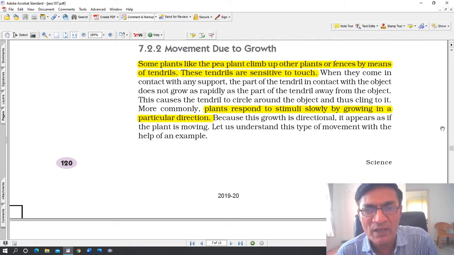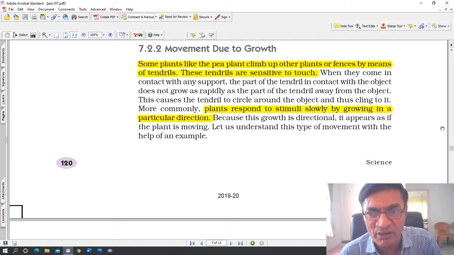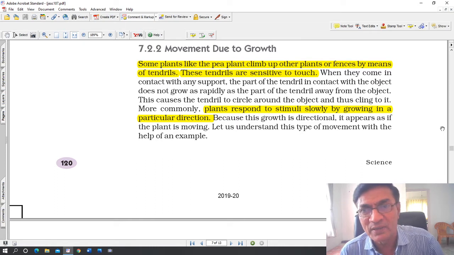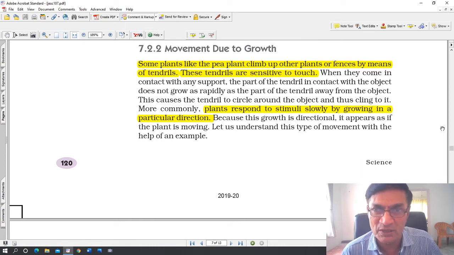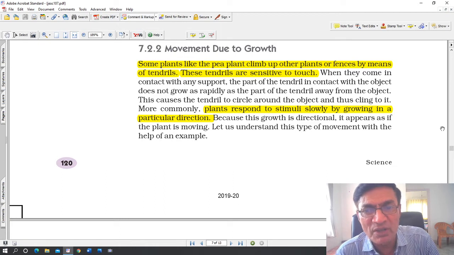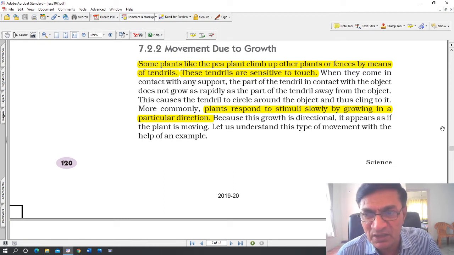When they come in contact with any support, the part of the tendril in contact with the object does not grow as rapidly as the part of the tendril away from the object. Okay, so the inner part of the tendril grows slowly, the outer part grows faster. So as a result of the difference in growth, it begins to creep around the support. This causes the tendril to circle around the object and thus cling to it.